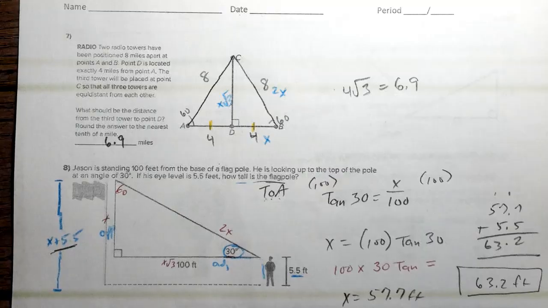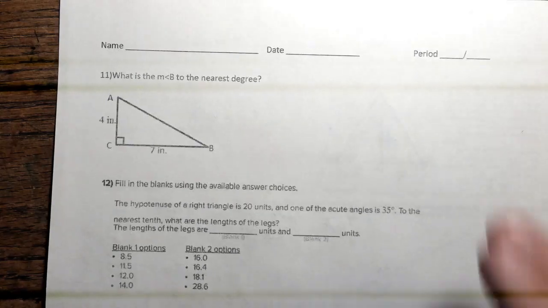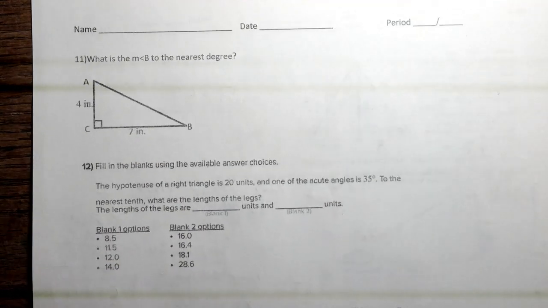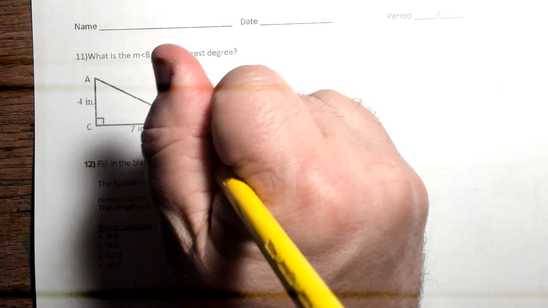Page 4. Make sure, yeah, page 4, that's it. We've got 4 problems. So let's scooch back, got to make room. Number 11, very quickly. All right, what is the measure B to the nearest degree? So angle B, I mean.